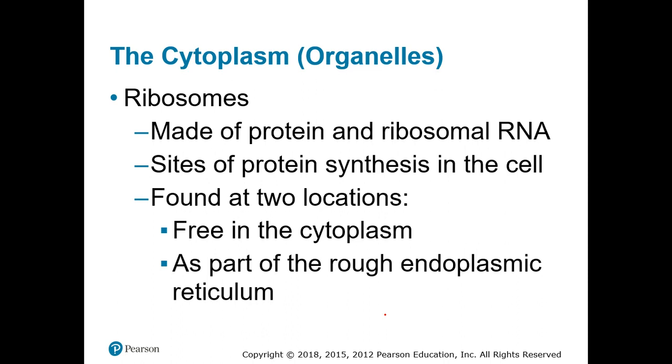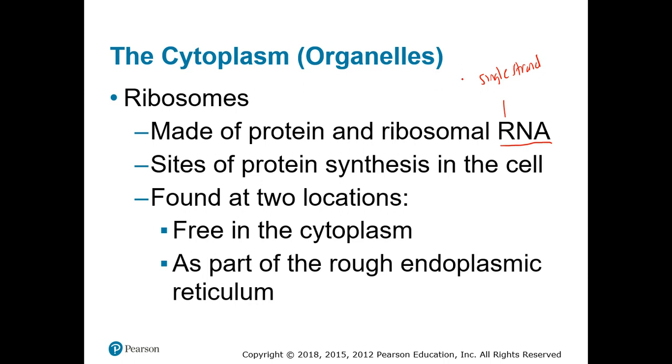The next major organelle that we're going to talk about are ribosomes. Ribosomes are very important. I guarantee you I'll ask you a question on the test. They are made up of proteins and ribosomal RNA. So RNA, let's review what that is. RNA is a single-stranded form of DNA. So instead of a double strand like DNA, it's going to be a single strand.